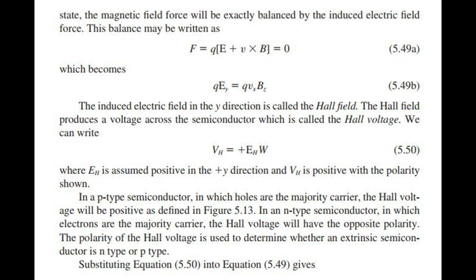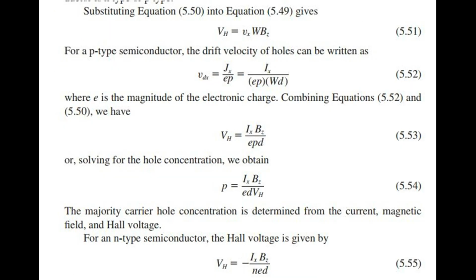Substituting equation 5.50 into equation 5.49 gives the result. For a p-type semiconductor, the drift velocity of holes can be written as, where E is the magnitude of the electronic charge. Combining equations 5.52 and 5.50, we have, or, solving for the hole concentration, we obtain.